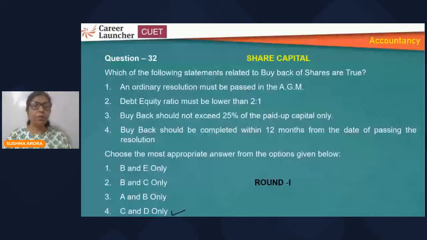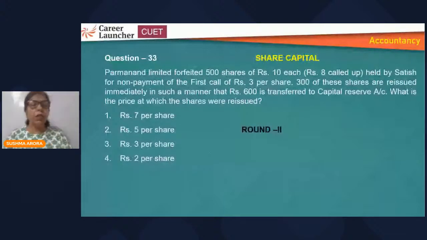Now, very good question. Permanent Limited forfeited 500 shares of 10 each, 8 called up, held by Satish for non-payment of first call of 3. 300 shares were reissued immediately and 600 is transferred to General Reserve. What is the price at which the shares were reissued? Be careful, shares were reissued. These type of questions I have given in the practice paper as well. So our answer is 7 rupees per share.